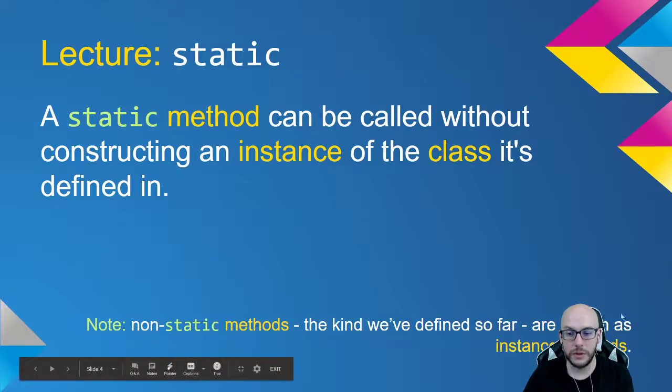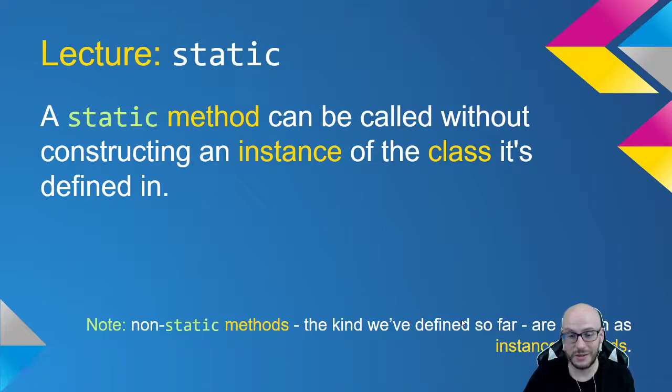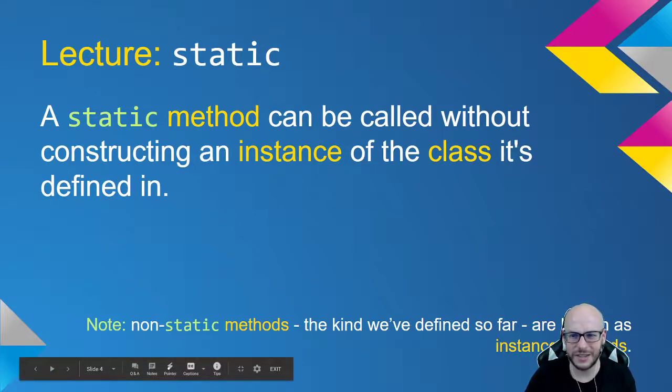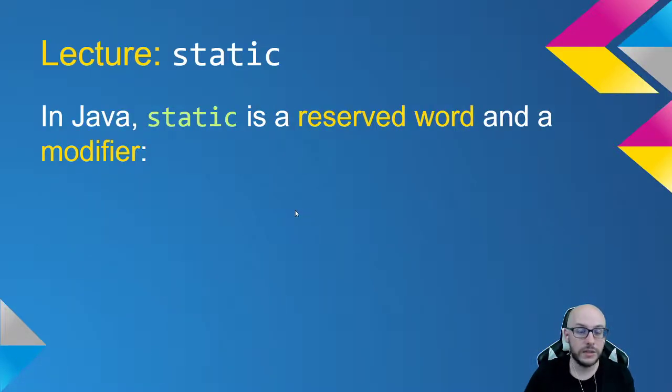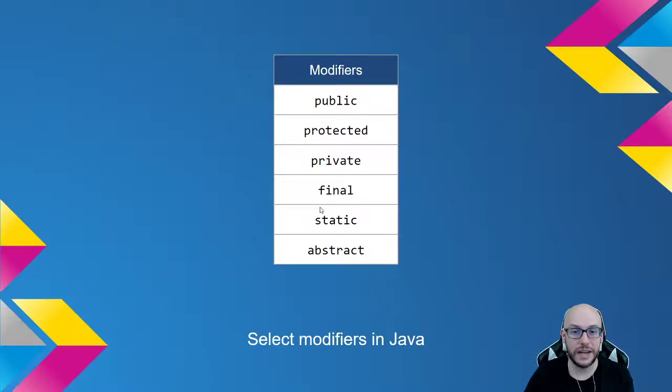Something of note: the methods that we were working with basically the entire last unit are instance methods, right? Our getters and setters. Keep in mind this word instance is synonymous with object. They're object methods, right? You have to have an object in order to use them. However, if a method is static, you don't. Static is a reserved word and a modifier.